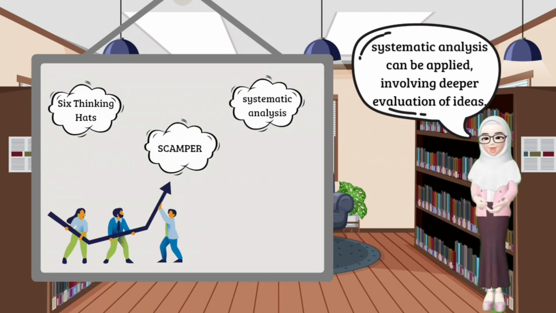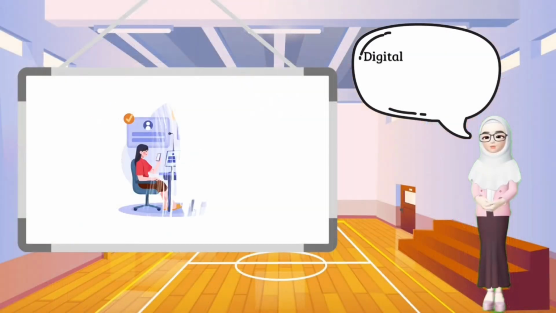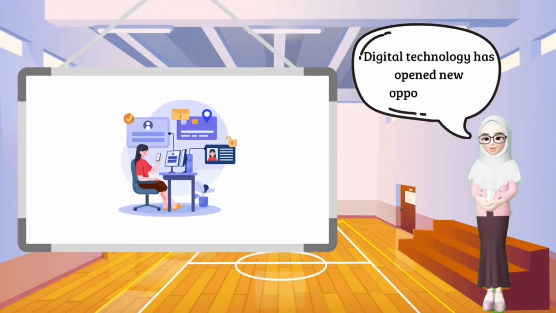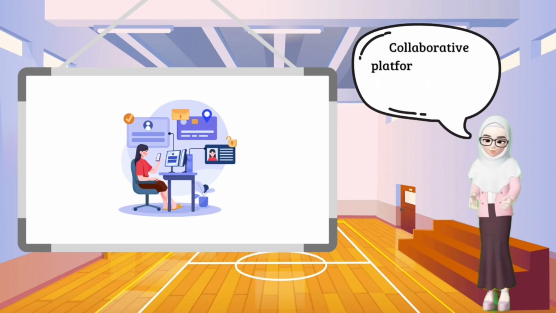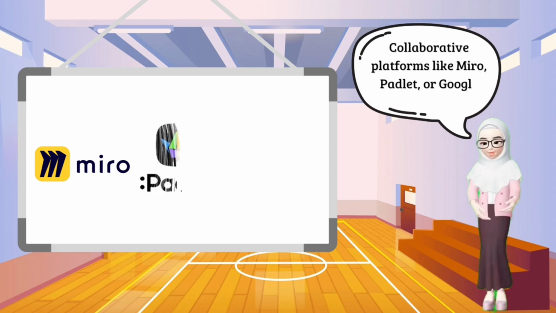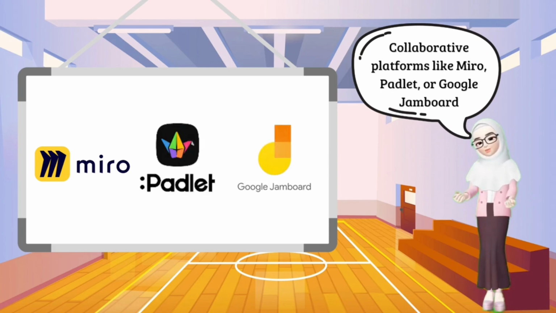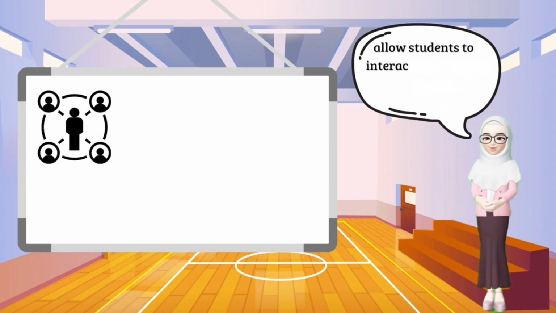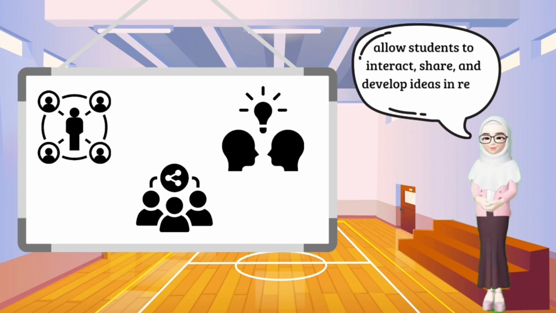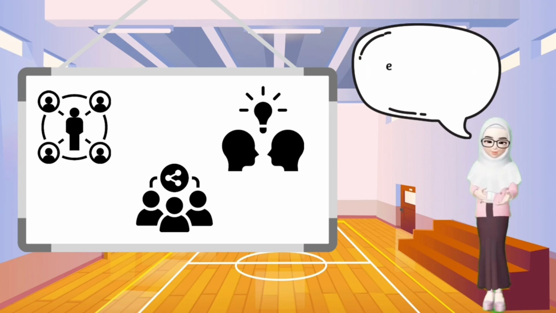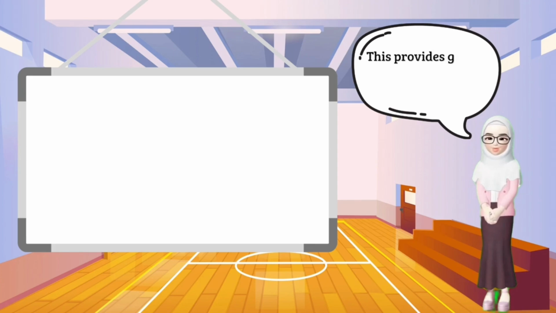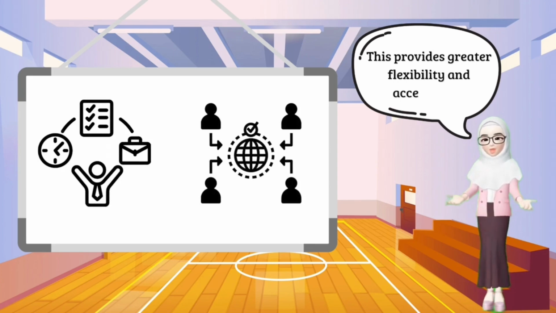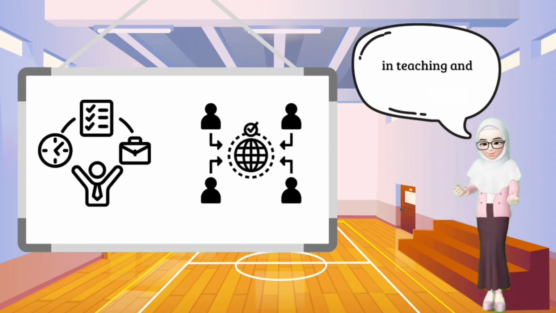deeper evaluation of ideas. Digital technology has opened new opportunities for applying ideal listing in education. Collaborative platforms like Miro, Padlet, or Google Jamboard allow students to interact, share, and develop ideas in real time, even in remote learning settings. This provides greater flexibility and accessibility in teaching and learning process.